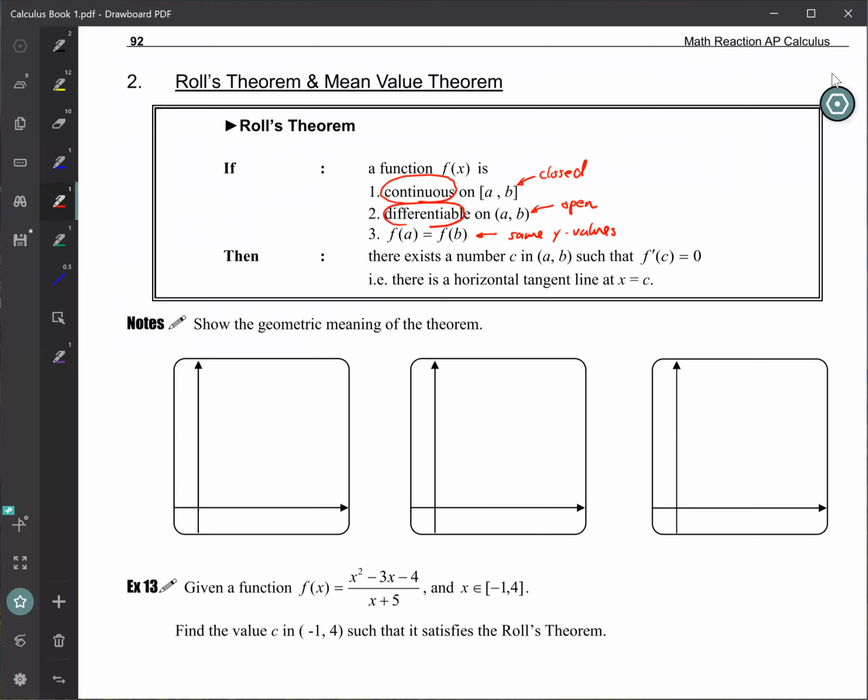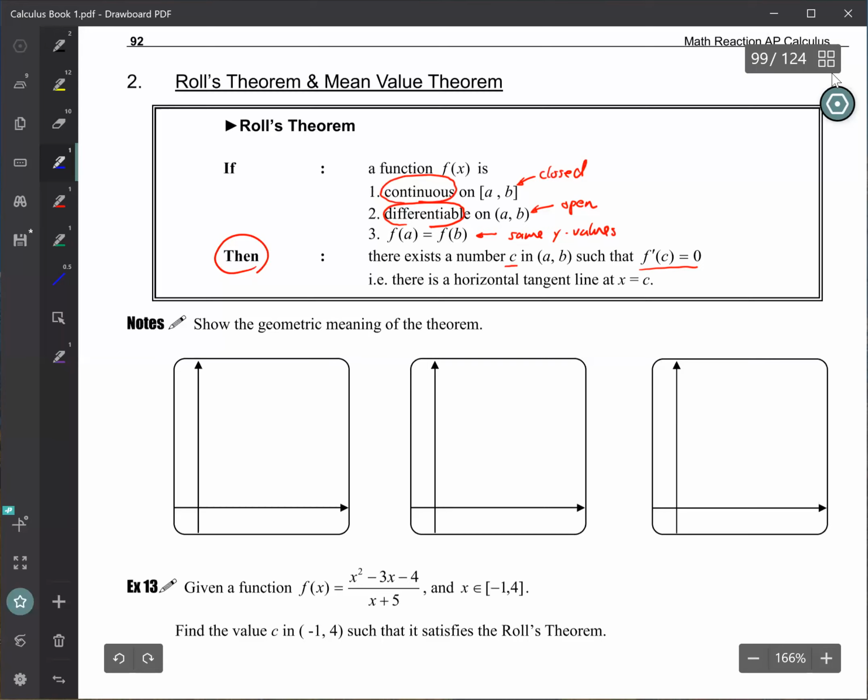Okay, so first you have to check the three conditions, right? Only if those three conditions are met at the same time, then we are guaranteed to find a number c such that the slope is 0. In other words, there is a horizontal tangent line at x equal to c. When the slope equals 0, that means the tangent line is flat. So here I'll show you three possibilities with pictures.